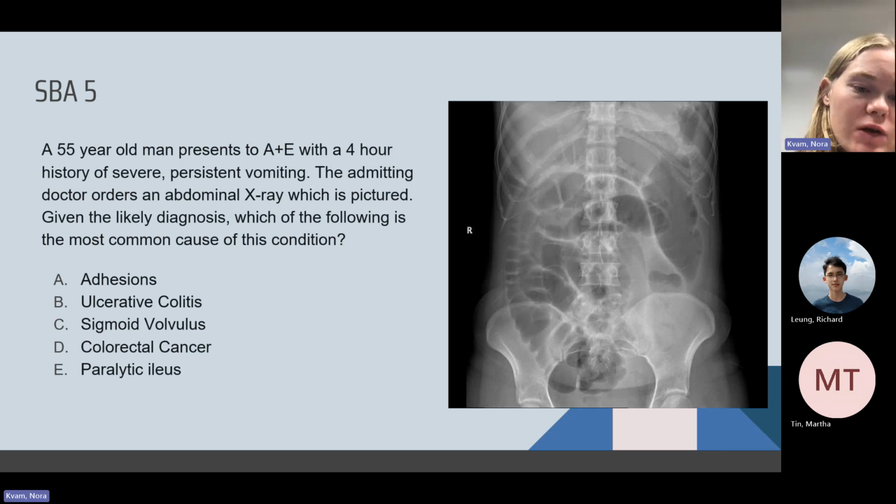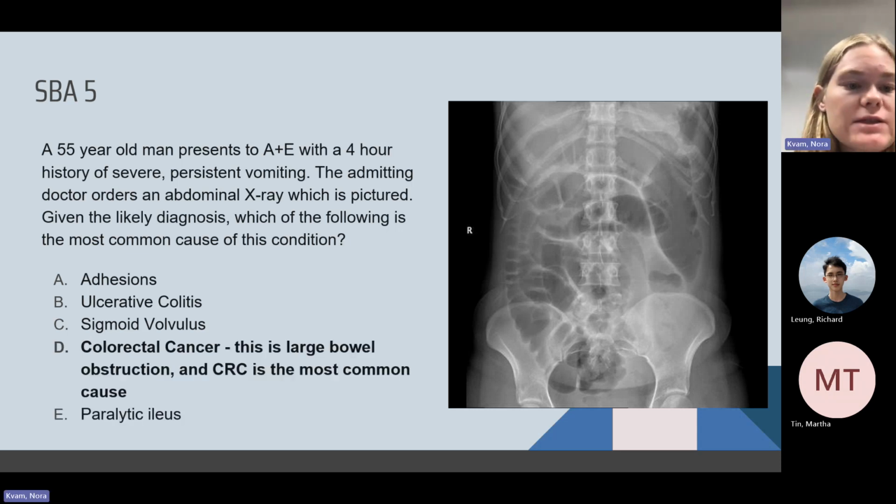So again, if you look at the picture, from what Martha described earlier, the abnormal bowel is found more peripherally rather than centrally. Also, the haustra don't go through the entire bowel. They sort of stop in the midline. They don't look like valvulae conniventes. So this is a large bowel obstruction. And the most common cause of a large bowel obstruction is colorectal cancer. So, yeah.